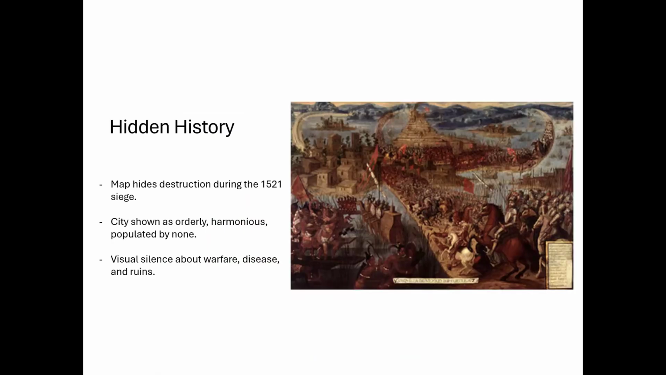When we look deeper, there is much the map does not reveal. Cortes' letters omitted the scale of destruction and the violence carried out during the conquest. The map reinforces the silence by presenting Tenochtitlan as an orderly, almost idealized city without showing the devastation caused by war, disease, or Spanish military actions.